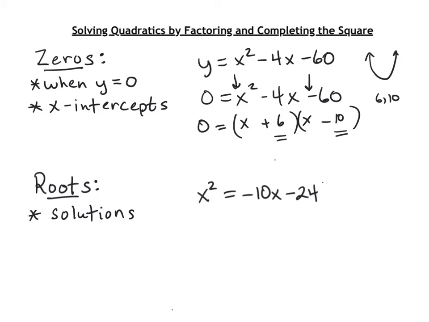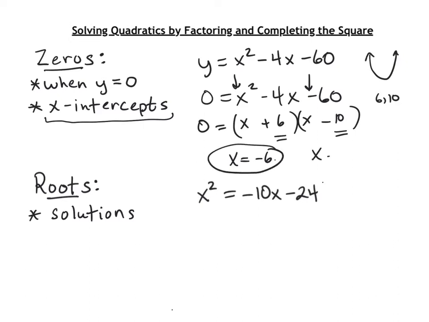The solutions, or the zeros, or the x-intercepts, are the values that create 0. Because, for example, if x is negative 6, then negative 6 plus 6 is 0, and 0 times whatever x minus 10 is, and yes, you plug negative 6 in that, but 0 times anything is 0. This is a solution to that equation.